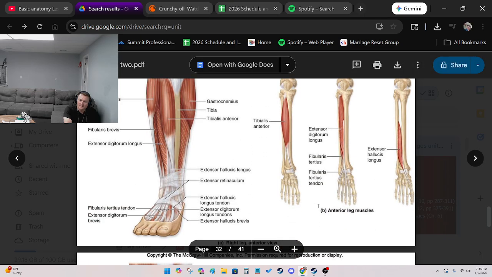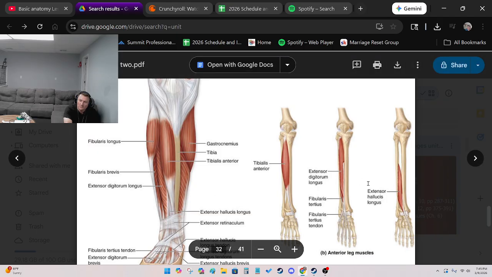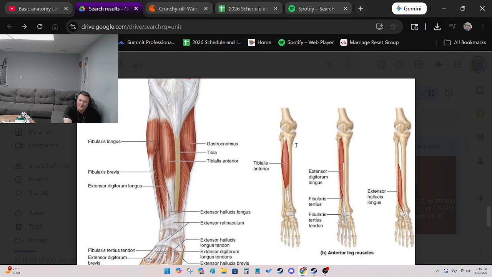We're going to look at these tiny muscles. Tiny muscles in the wine. That would be terrible. Tiny bubbles.